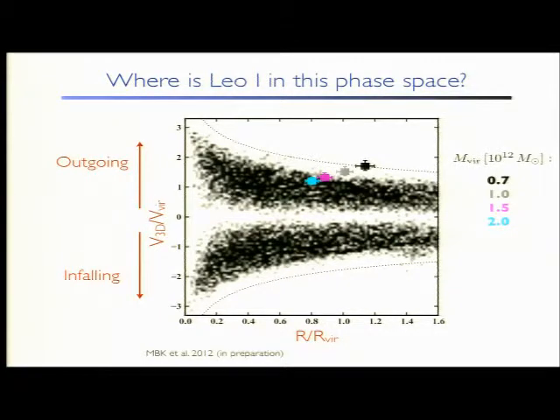Well, here's Leo 1 for several different values of the virial mass, ranging between 7 times 10 to the 11 and 2 times 10 to the 12. I think the first thing you can see is for these low-mass Milky Way models, say 7 times 10 to the 11 or 10 to the 12 solar masses, there's almost no subhalos that lie in the same part of phase space as Leo 1. As you get up to a higher mass, you start to see more and more subhalos that seem to agree with the properties of Leo 1. So this is why Leo 1 pushes the Milky Way mass higher.